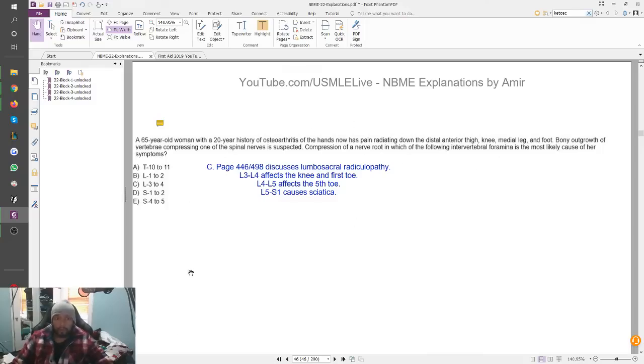So, a 65-year-old woman with a 20-year history of osteoarthritis of the hands now has pain radiating down the distal anterior thigh, knee, and medial leg, as well as foot. Bony outgrowth of vertebrae compressing one of the spinal nerves is suspected. Compression of a nerve root in which of the following intervertebral foramina is the most likely cause of her symptoms?